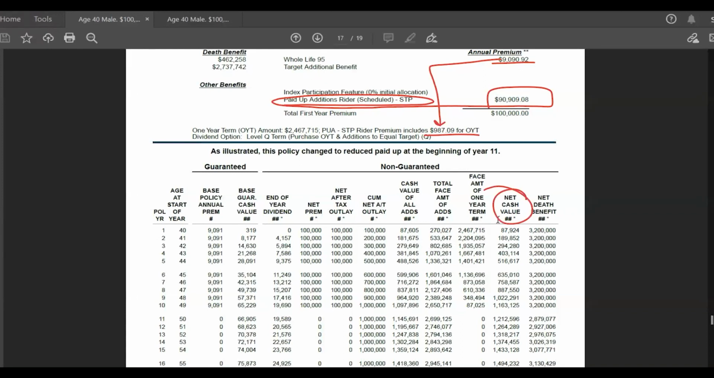But look at your first year cash value, just about 88%. There's your break-even point between years 3 and 4. Year 4 payments of $100,000 equals $400,000, and you've got $403 in cash value. Okay, in year 10, 1.163. Keep in mind this column.